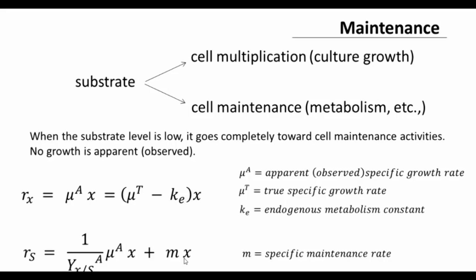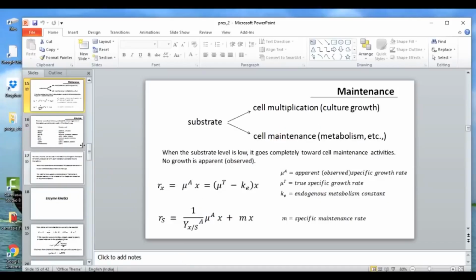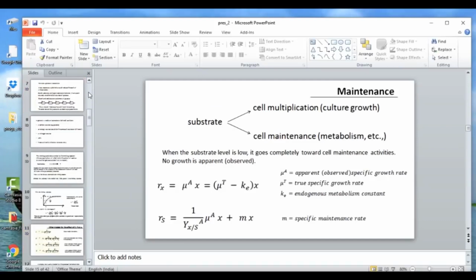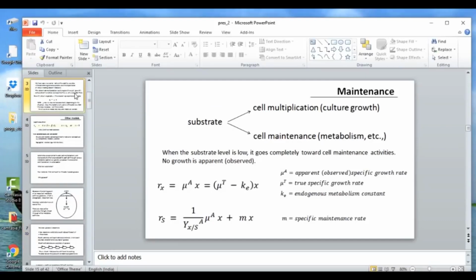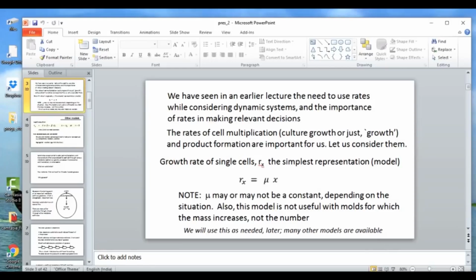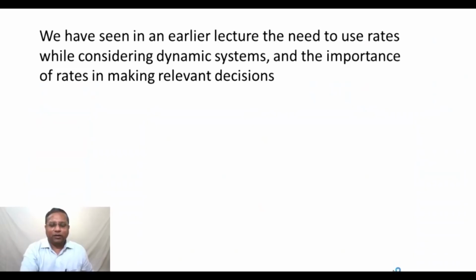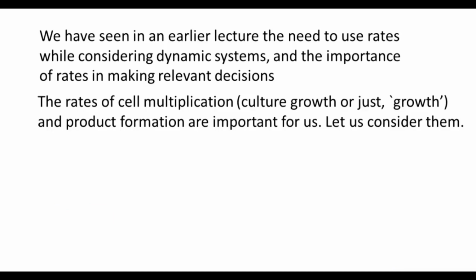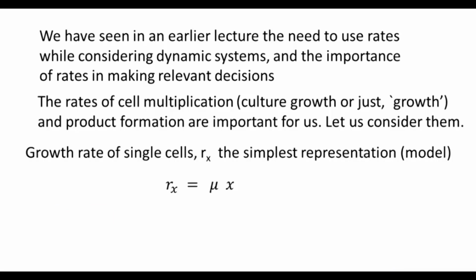We did see quite a lot of concepts. Very briefly, we saw that the cells themselves could be products, and there could be other products that are made. Very quickly, let us go through what all we saw. We are looking at writing down expressions for rates of rate of growth or cell multiplication and rate of product formation. Initially, we saw expressions for rate of growth, Rx equals mu x.